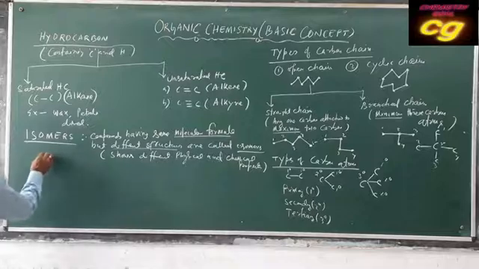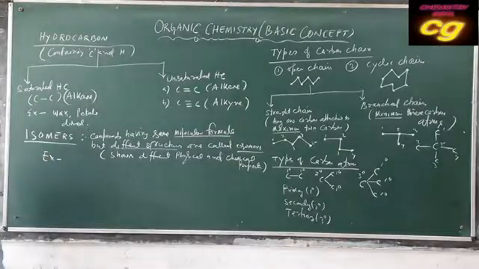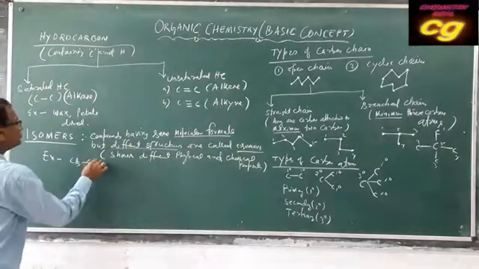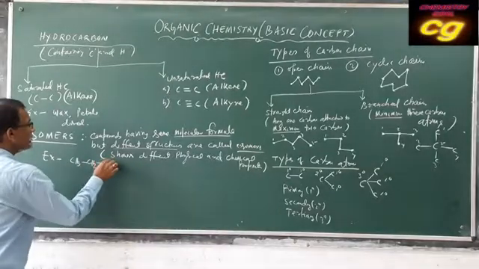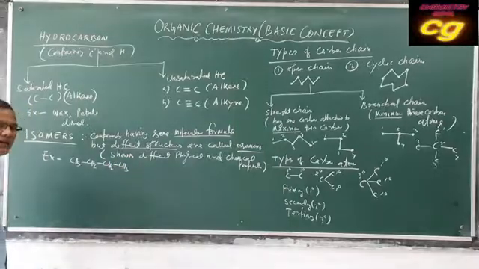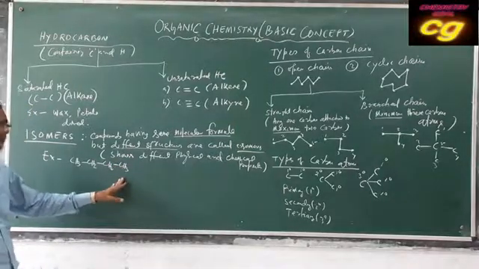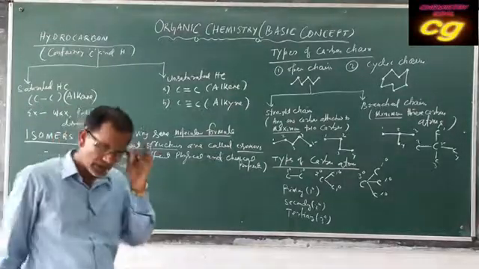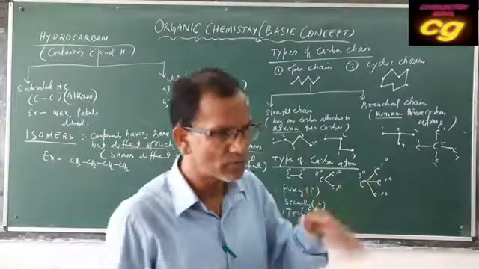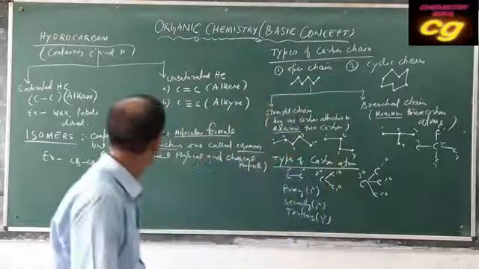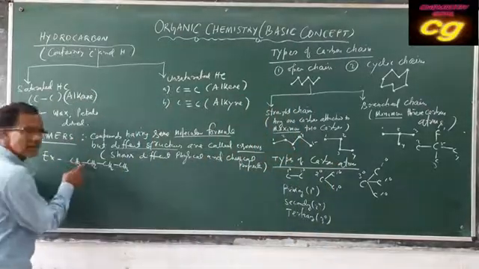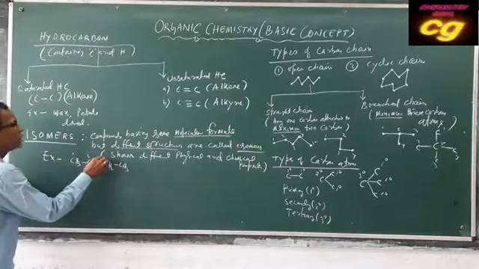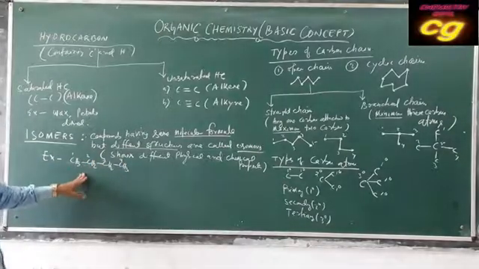For example, suppose you see CH3, CH2, CH2, CH3. Suppose this is a carbon chain having 4 carbon: 1, 2, 3, 4. Already you know carbon has valency 4. So when it forms covalent bonds, it must satisfy the tetravalency. This first carbon has a single bond, so 3 hydrogen are required to satisfy its valency. Carbon number 1, 2, 3, 4, all are satisfying tetravalency.